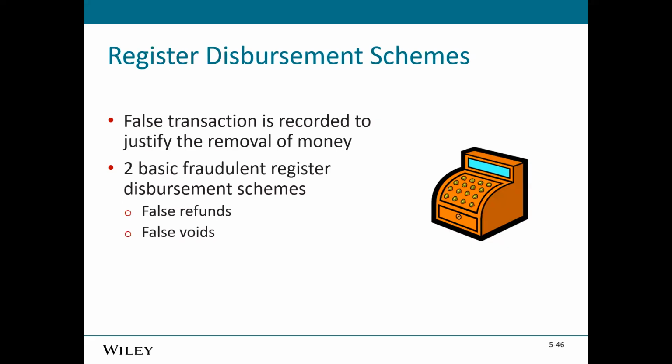The last one I think that we're talking about today is register disbursement schemes. So here we can either have false refunds or false voids. So in either case, when it's similar to when we were talking about skimming and cash larceny in the last chapter, these are things that are going to deal with our cash register.